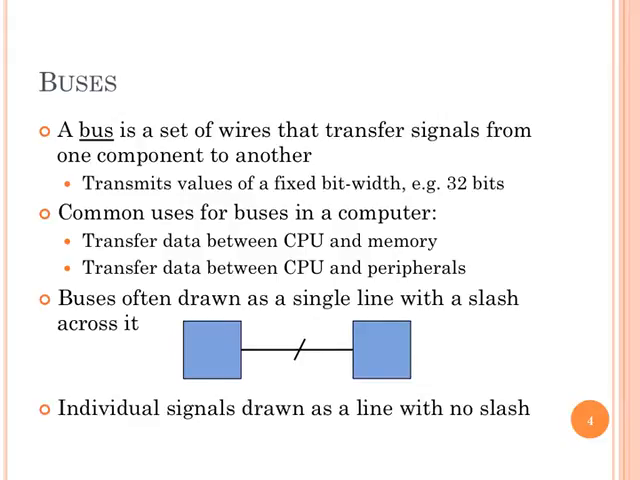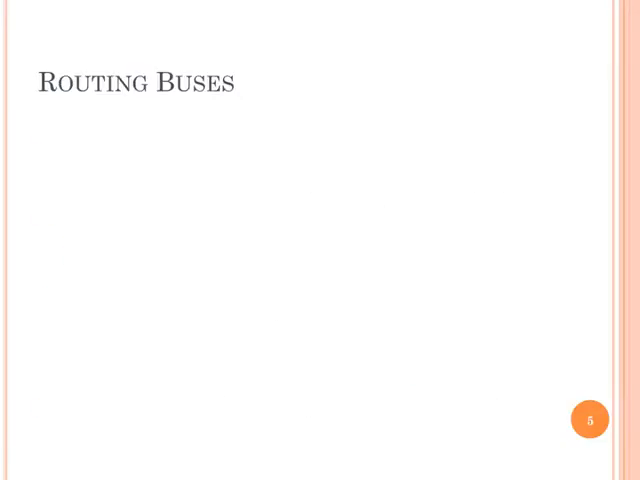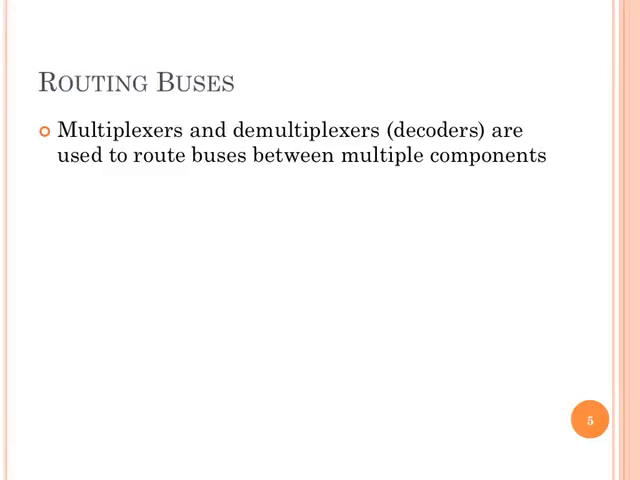Easiest thing in the world. We started easy. We'll start getting a little bit harder now. We need a way of controlling whether signals go to one destination or to another destination. And so we have these 2 logic components called multiplexers and demultiplexers, which we can use to do that.